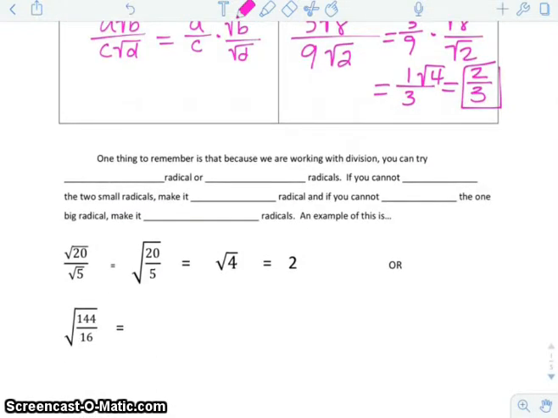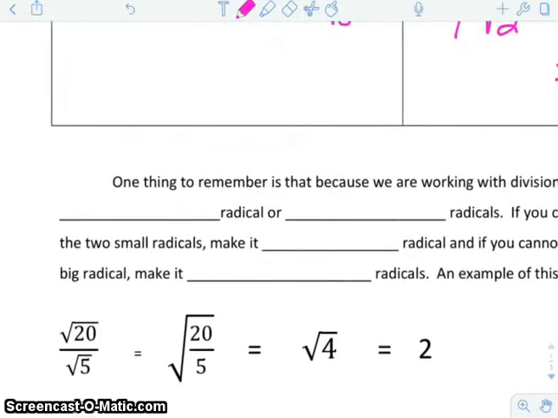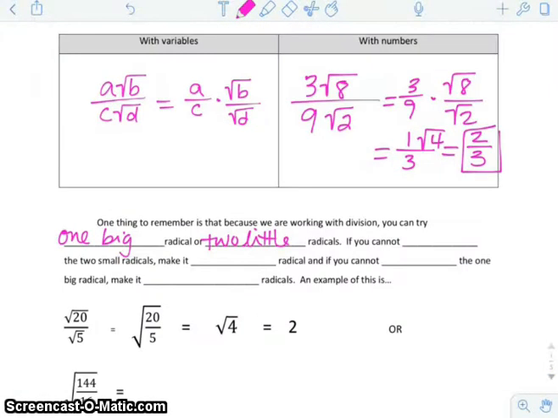One thing to remember is that because we're working with division, you can try one big radical or two little radicals, and I'm going to explain what I mean by that, because there's a little bit of flexibility here in what you want to work with. If you cannot simplify in two small radicals, make it one big radical, and if you cannot simplify the one big radical, make it two small. So you might have to ask yourself, did it work in one big? No? Okay, I'm going to try two small. Did it work in two small? No? Okay, I'm going to try it in one big.